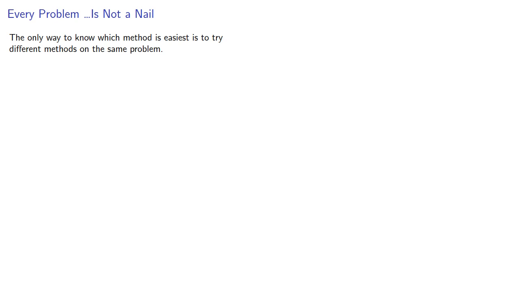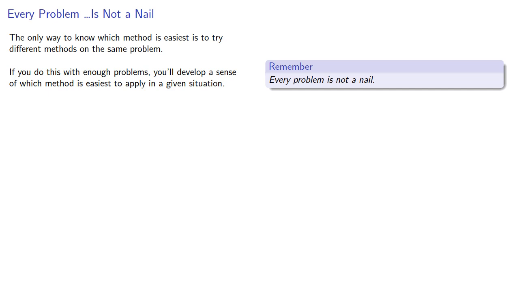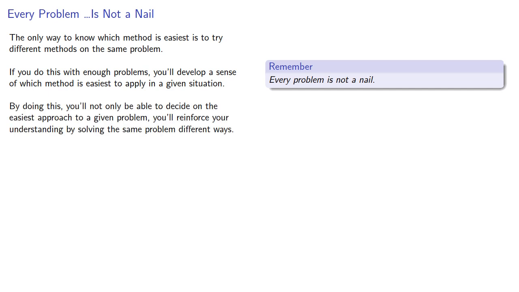The only way to know which method is easiest is to try different methods on the same problem. If you do this with enough problems, you'll develop a sense of which method is easiest to apply in a given situation. Remember, every problem is not a nail. By doing this, you'll not only be able to decide on the easiest approach to a given problem, you'll reinforce your understanding by solving the same problem different ways. And incidentally, it will also allow you to verify the correctness of your answer.